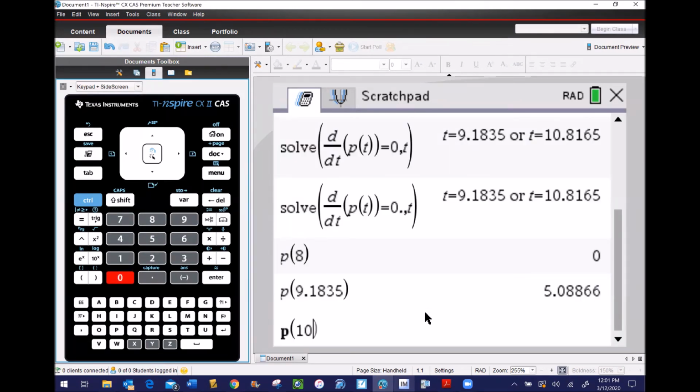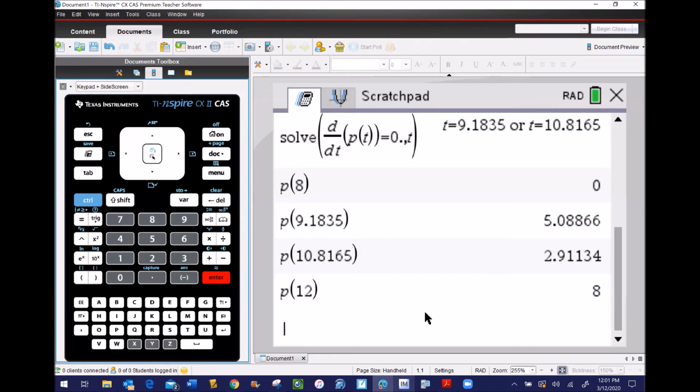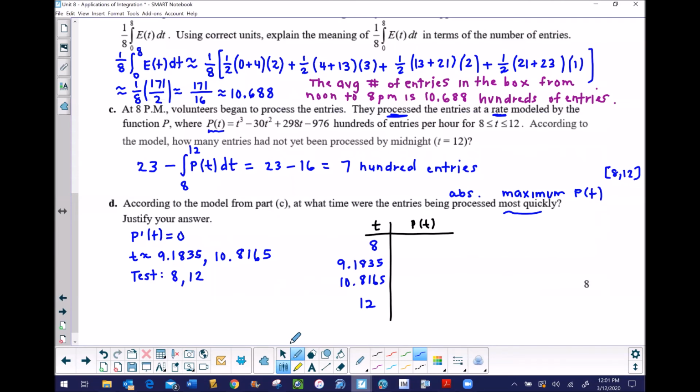How about our next one, 10.8165? Ooh, not nearly as good as the P of 9.1835. And then finally, the end time, midnight, right, when we're getting ready to wrap up, we were still processing and we were working pretty good right before we stopped. And it turns out that's our answer. So you see that if we did not check the endpoints, we could have been in big trouble. So for your answer here, to really be able to receive full credit, you guys, you would have to fill in these P of t's.